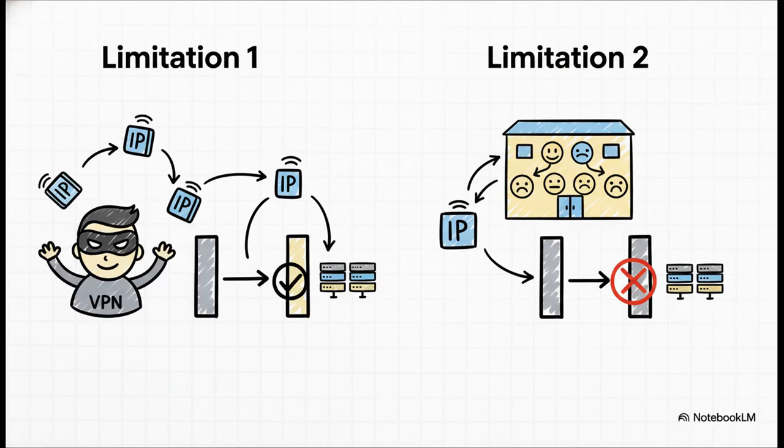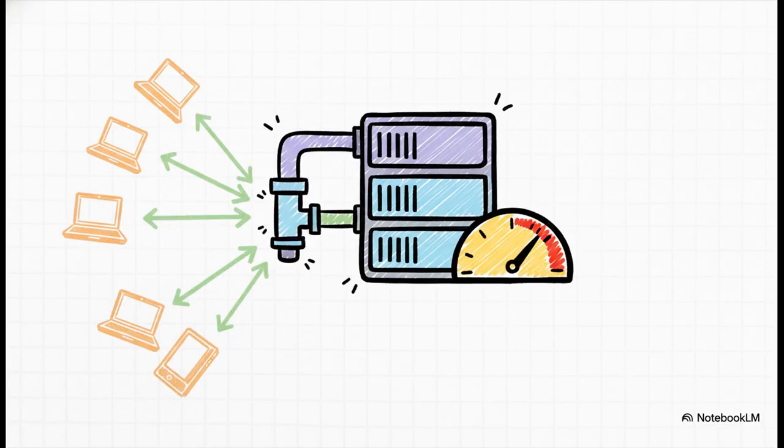But, and there's always a but, this simplicity comes with a cost. While it's easy to set up, it's also easy to get around. A smart attacker can just use a VPN to hop between different IP addresses. And on the flip side, you could accidentally block an entire office building or a university dorm, since everyone there might be sharing the same public IP address. Not good.